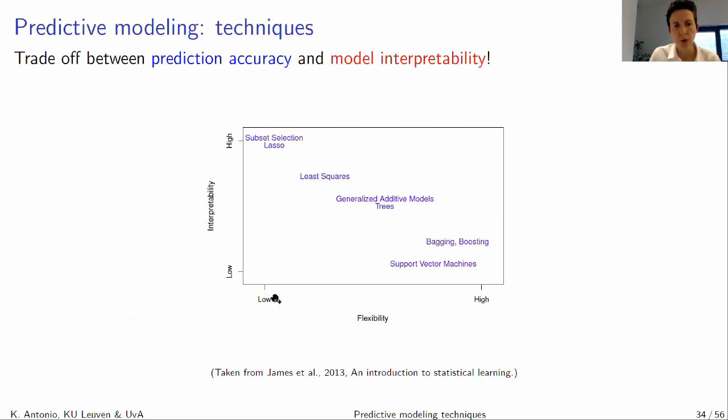On the y-axis, we have interpretability. So if you look at low flexible models, they're typically highly interpretable. And you know you can do inference with these models. These are white box models. You understand how these models construct a predicted value for your target.